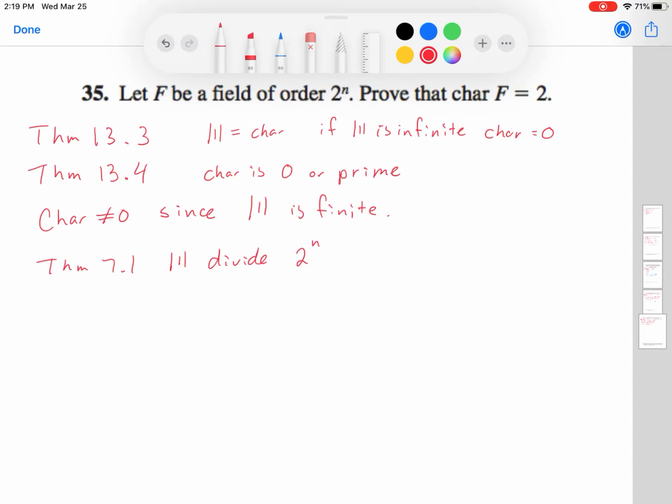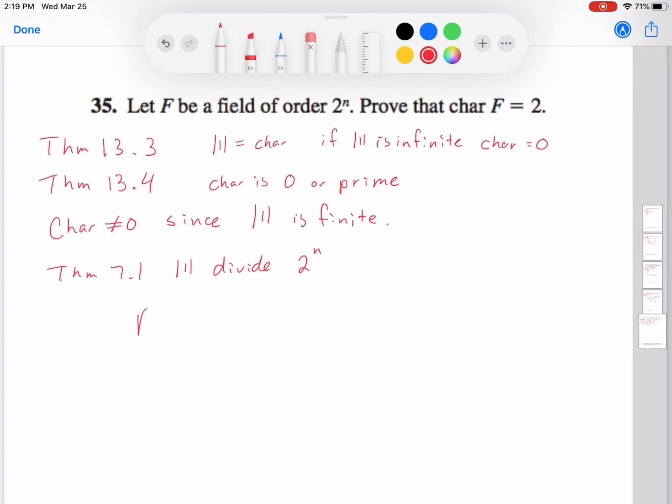Now, we know that we have a field, which is an integral domain, so that means our characteristic is either 0 or it's prime. We know it's not 0 because the order of 1 is finite, and the order of 1 has to divide 2 to the n. What is a prime number that divides 2 to the n? The prime number that divides 2 to the n is 2. Therefore, the characteristic is 2.